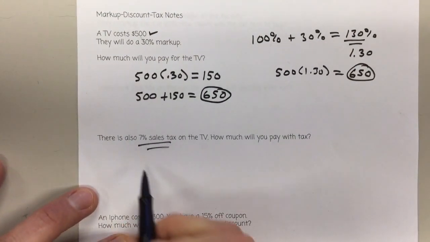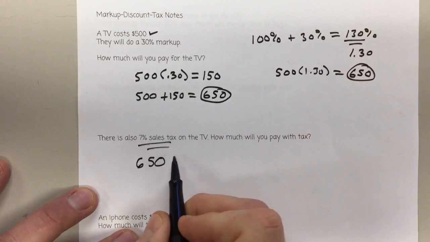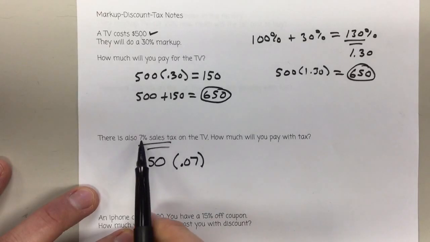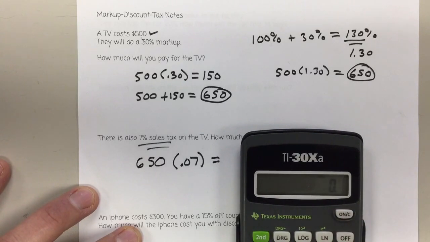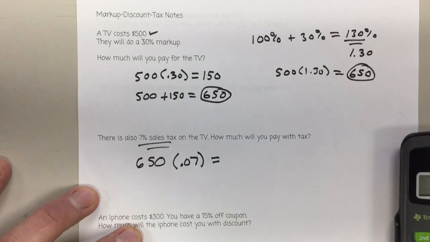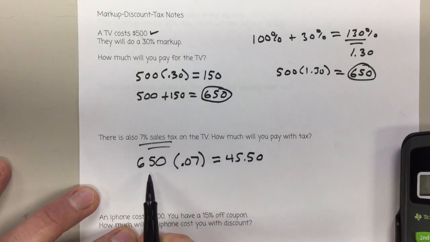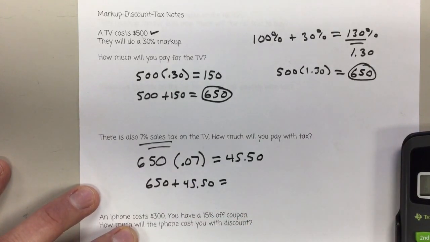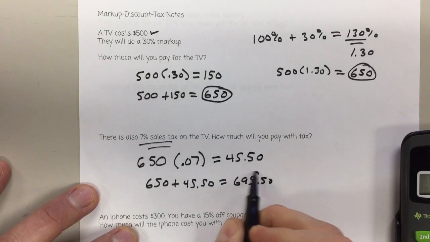So the tax gets added on when you purchase the TV. So one way to do it is to take the $650 that I'm going to pay for the TV and multiply it by 7%. I turn the 7% into a decimal. This will compute the tax that I'm going to owe. So 650 times 0.07 is 45.5, which is $45.50. Now that's the tax, which will be added to the total cost. So 650 plus 45.50 gives me 695.50.